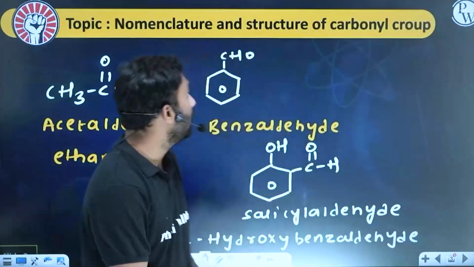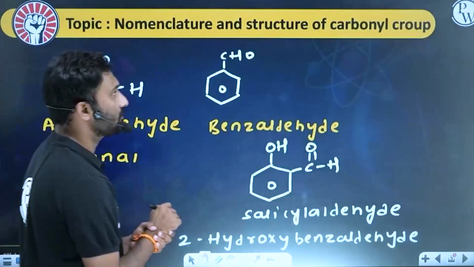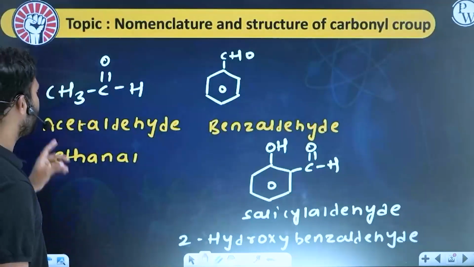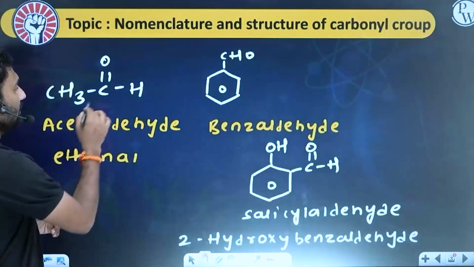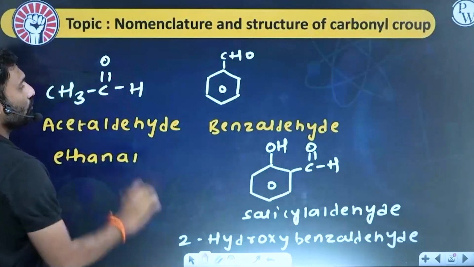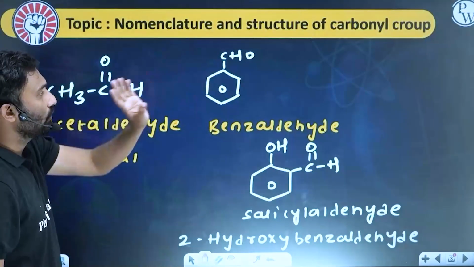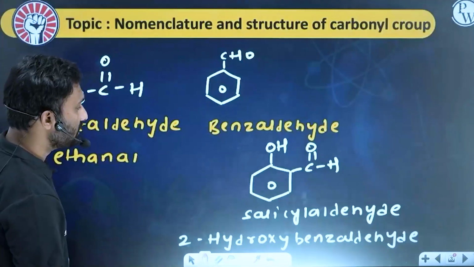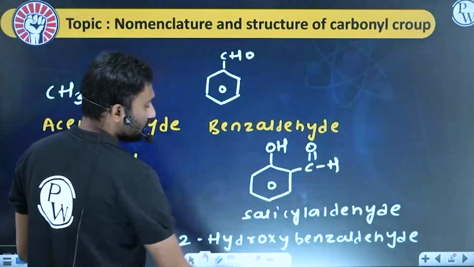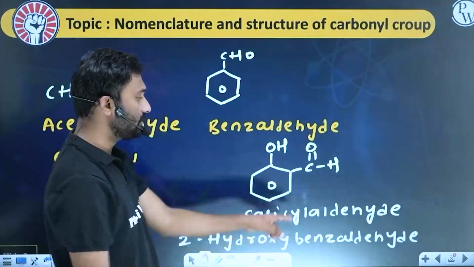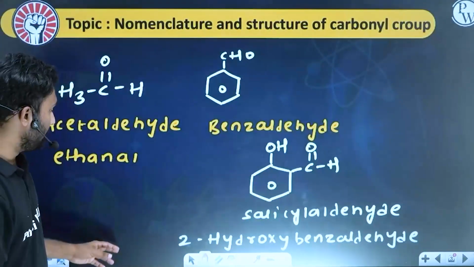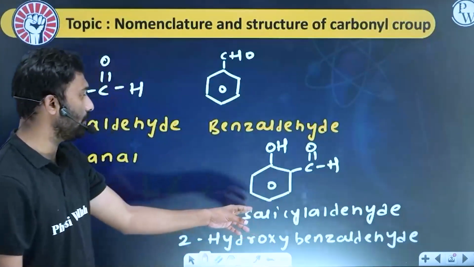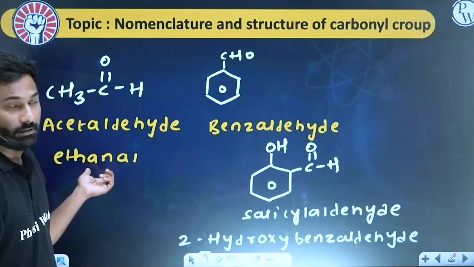Next we'll see some nomenclature of the carbonyl compounds. First, this is acetaldehyde: CH3 with C double bond O and H is acetaldehyde. Now, if you have seen this compound, that is benzaldehyde. If you have seen this one, this is salicylaldehyde, or 2-hydroxybenzaldehyde. Salicylaldehyde is the common name, and this is the IUPAC name.